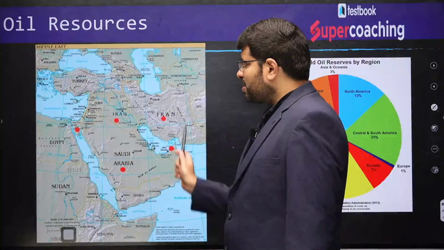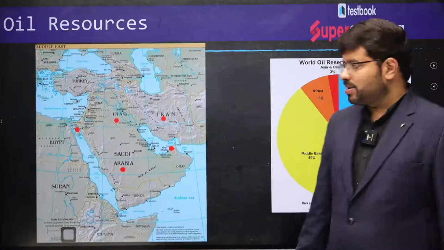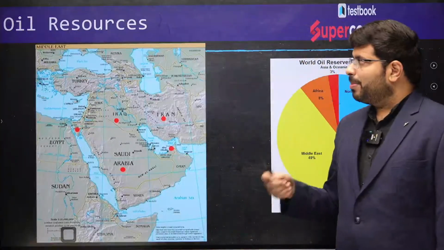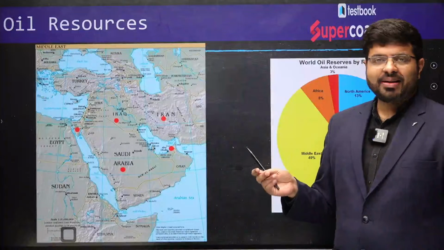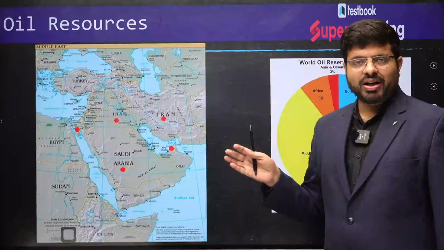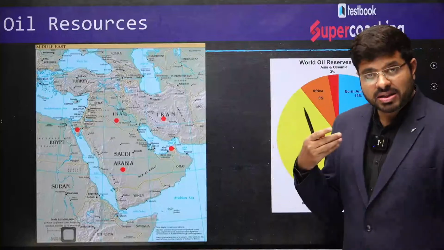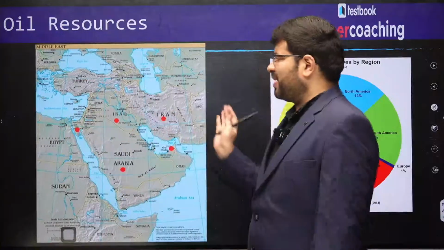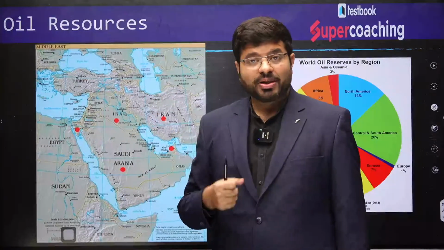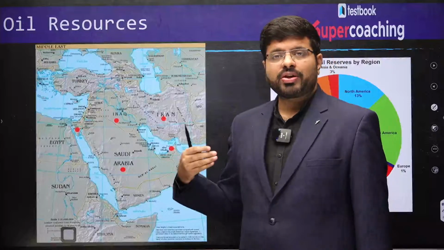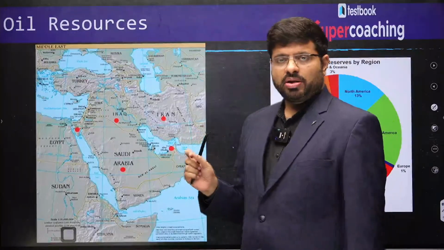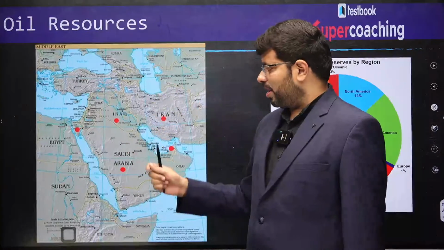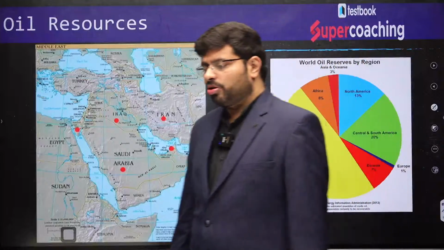This is the map of the Middle East countries, right? These are the Arab countries of West Asia, whatever you call West Asia or Middle East. Technically they are West Asian countries geographically, but historically they are called Middle East countries because, for Europe, they are in the middle of the East. So it is from the perspective of the European countries that we call them the Middle East, but geographically they are part of West Asia. They have more amount of oil.